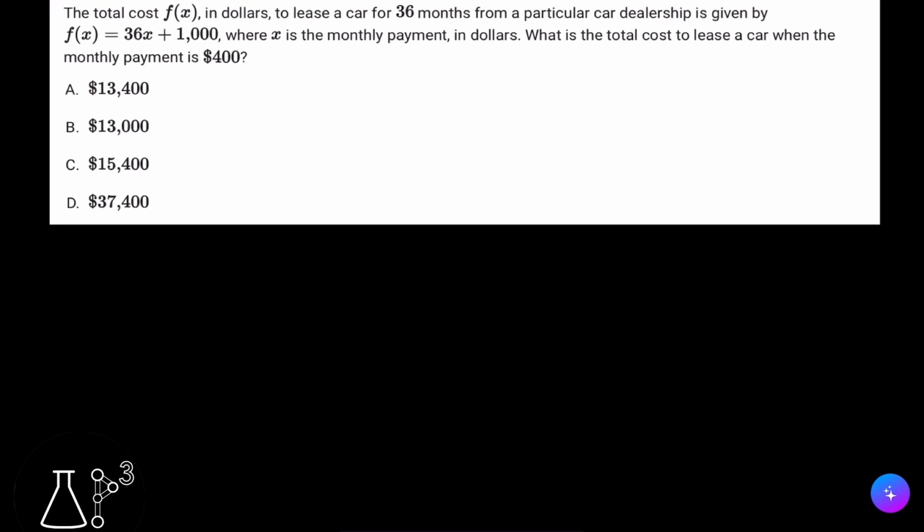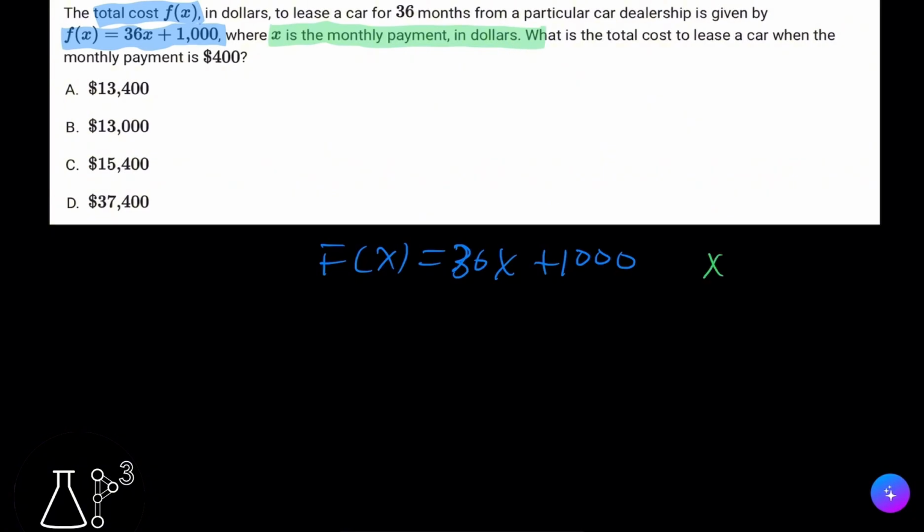So let me see what I'm given. I'm given that the total cost is f of x equals 36x plus 1,000. Let me rewrite that in blue. But I'm also given that x is the monthly payment in dollars, so I'm going to write that in green. So x equals monthly payment.